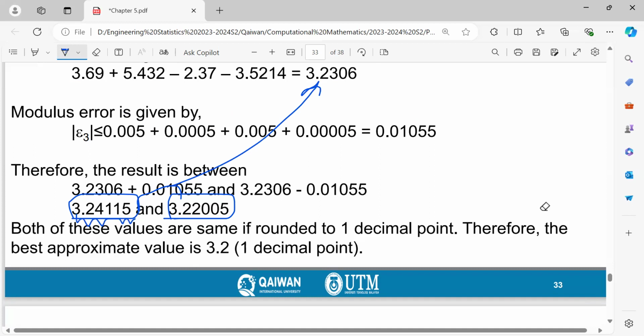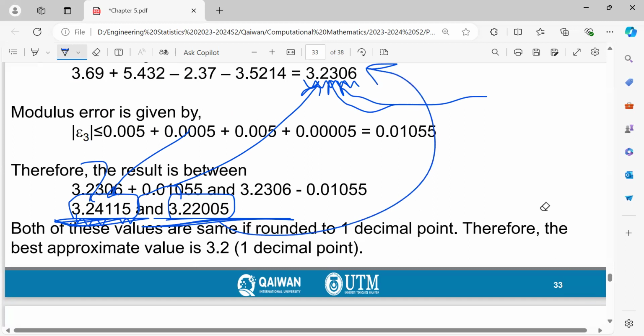Here it's 3.24115 and 3.2306. How many similar decimal points do we have? One. This is the first decimal point and the first decimal points are similar, but the second decimal point here is 4 and here is 3. That's comparing this to the exact value. Now we compare this again to the exact value. Here we also have one similar decimal point.